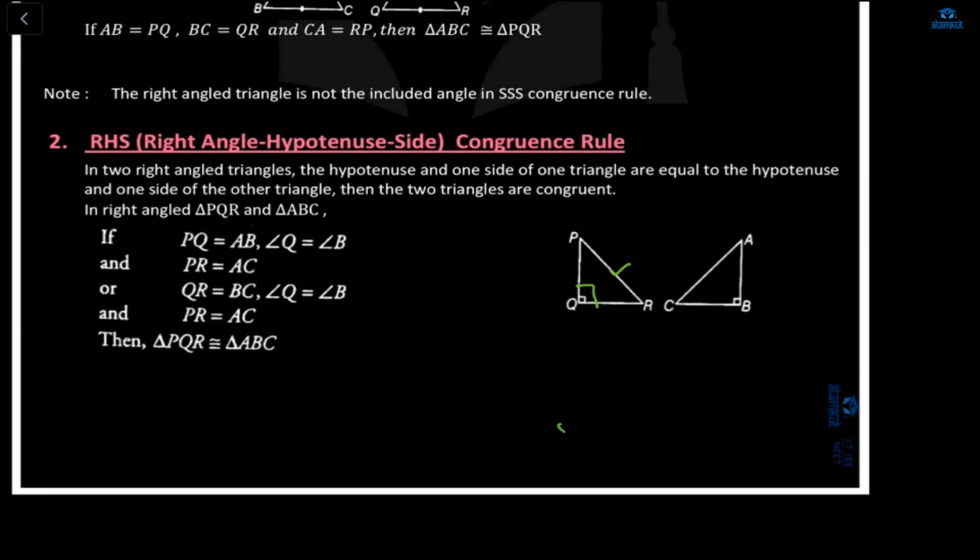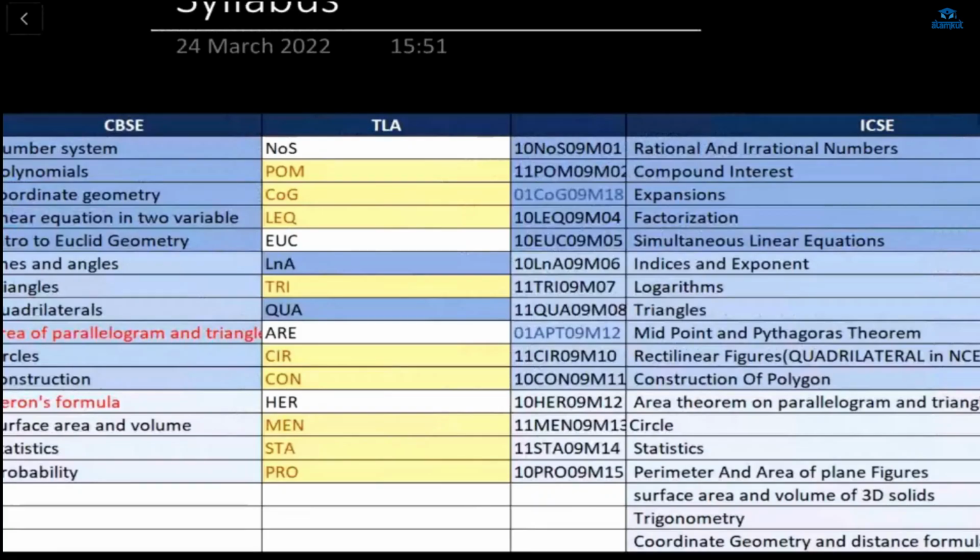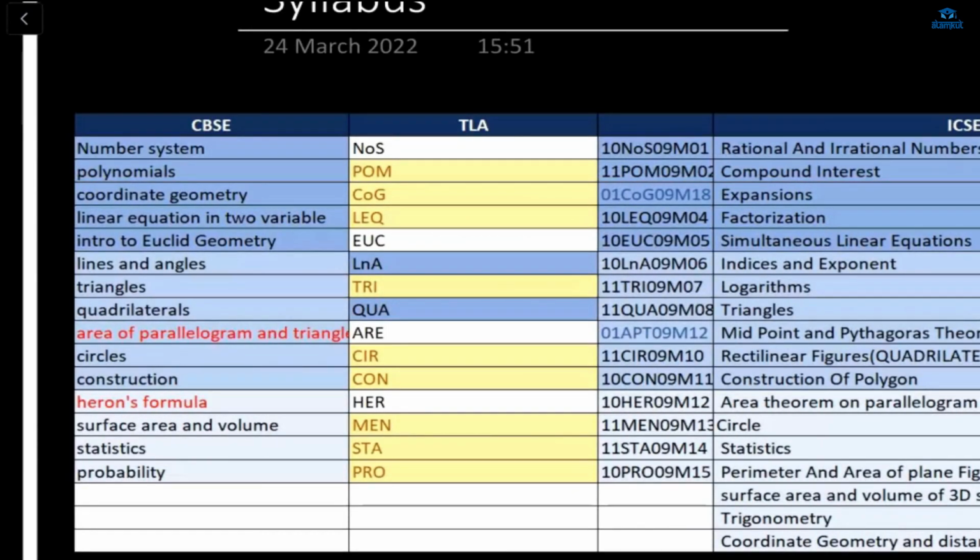And Razi, what chapters have been completed in your school? Ma'am, we are still doing lines and angles. Okay, and the chapters before lines and angles are completed? Yes, ma'am. Okay, so triangles also not completed. Because in Advika's and Shazan's school Heron's formula is going on, so I'm going to start with Heron's formula. I think after that the half yearly will be over.